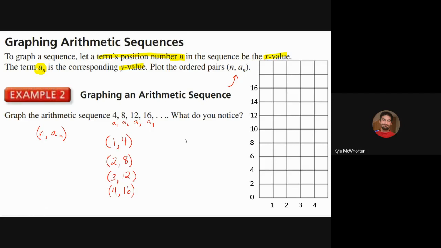So we have 4 ordered pairs that we can plot on the graph. There's (1, 4), (2, 8), (3, 12), (4, 16).